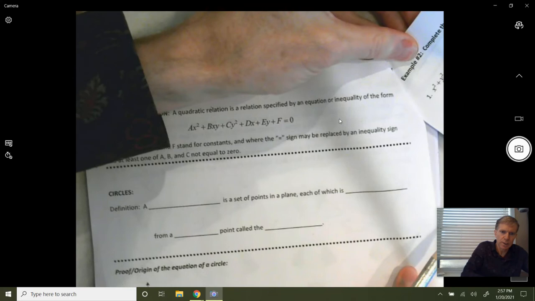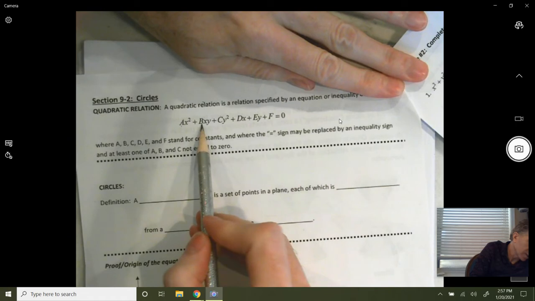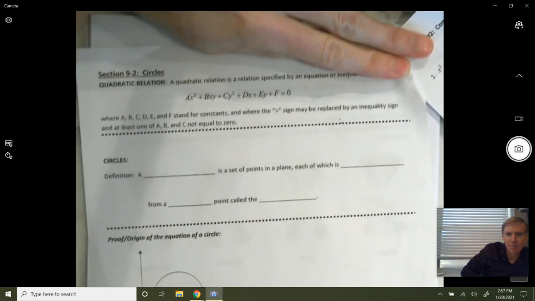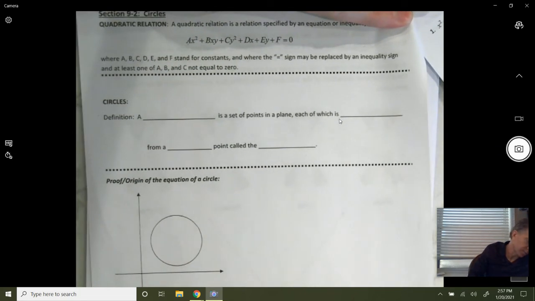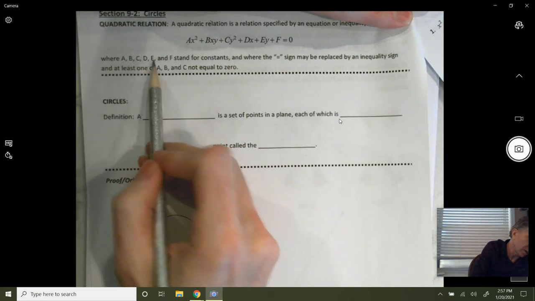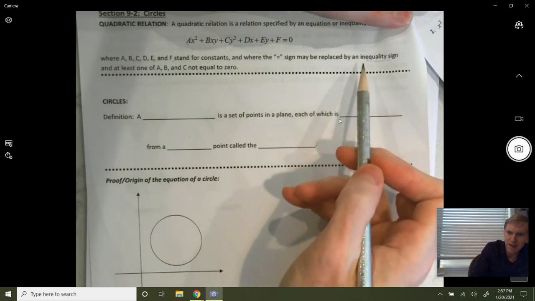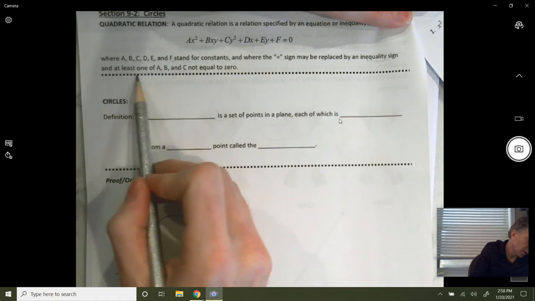But all of these generally can be written in this standard form right here: ax squared plus bxy plus cy squared plus dx plus ey plus f equal to 0. Now that's usually not the best form in order to actually analyze one of these. So we put them into standard forms for each conic section. Okay, a, b, c, d, e, and f stand for constants. The equals sign could be an inequality sign if you want the region inside the circle or outside the circle. Okay, and at least one of these is not equal to 0.